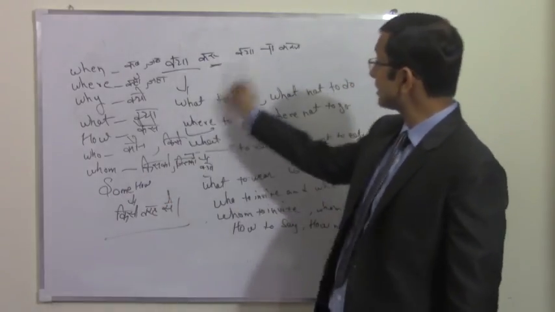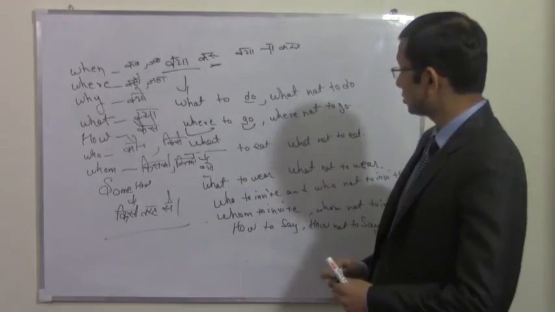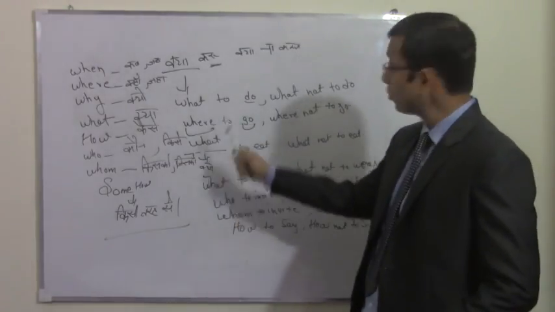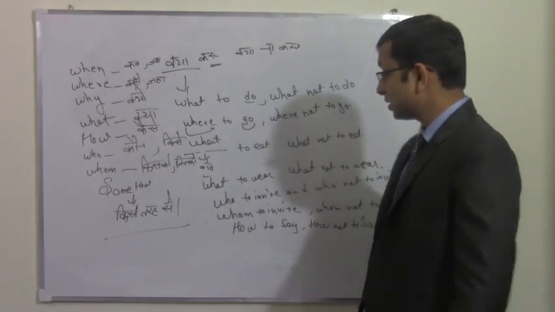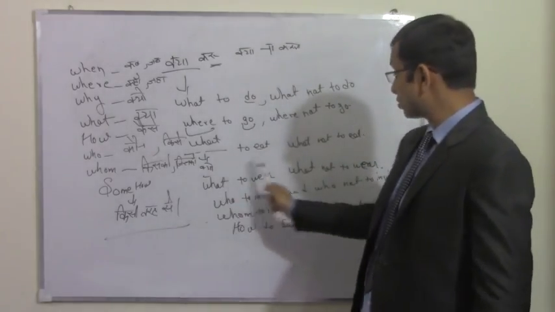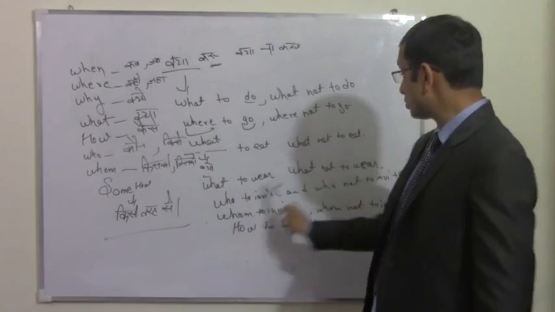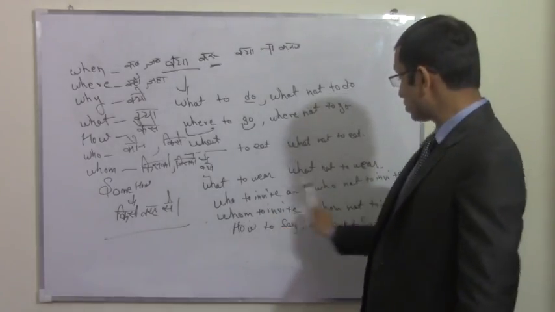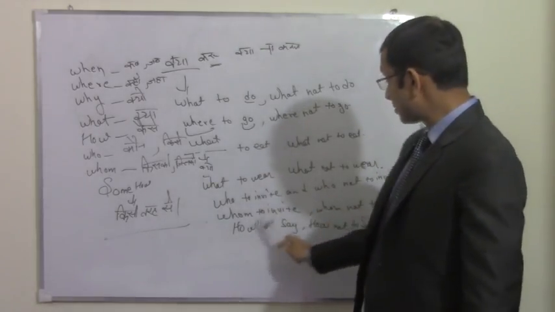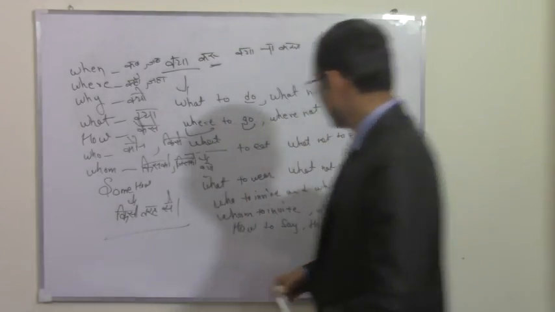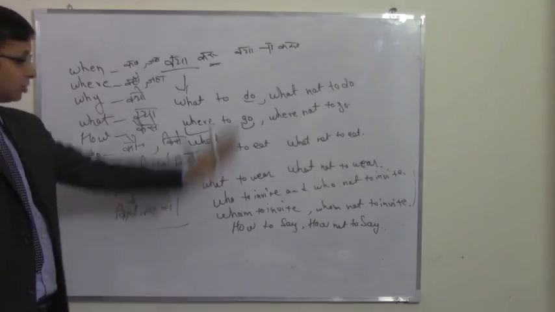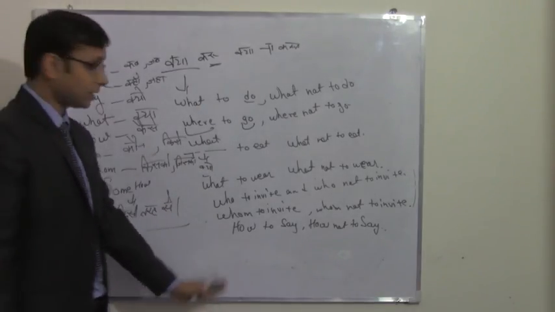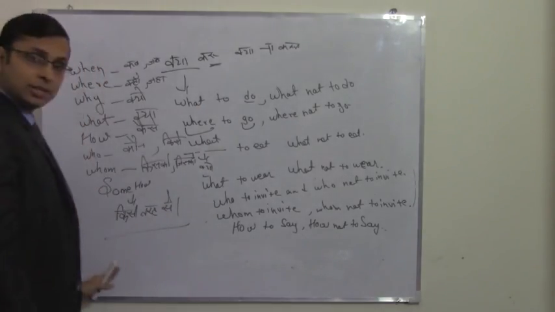And remember this: kya karun, kya na karun, what to do, what not to do; kahan jaun, kahan na jaun, where to go, where not to go; kya khaun, kya na khaun, what to eat, what not to eat; what to wear, what not to wear; who to invite, who not to invite; whom to invite, whom not to invite; how to say, how not to say. These are the examples, you can write them down, I'm sure it's going to help you. And also write down these words.